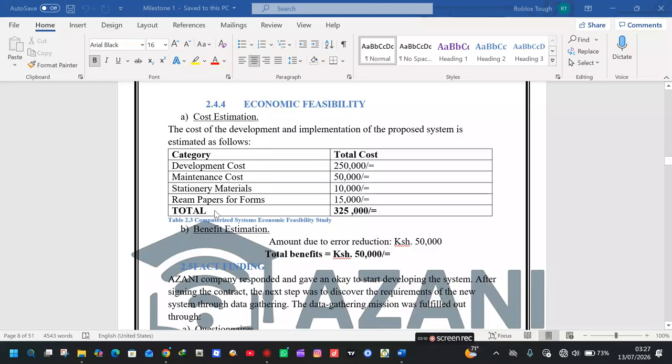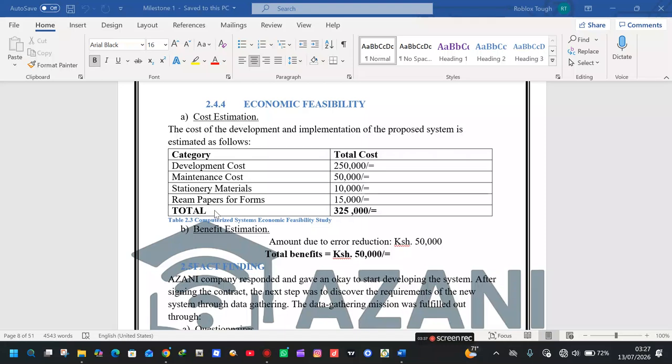The last feasibility, that is the economic feasibility. So we have the cost estimation, and we have the benefit estimation. So the cost estimation, the cost of the development and implementation of the proposed system is estimated as follows. So we have the development cost at 250,000 Kenyan shillings. We have the maintenance cost at 50,000 Kenyan shillings.